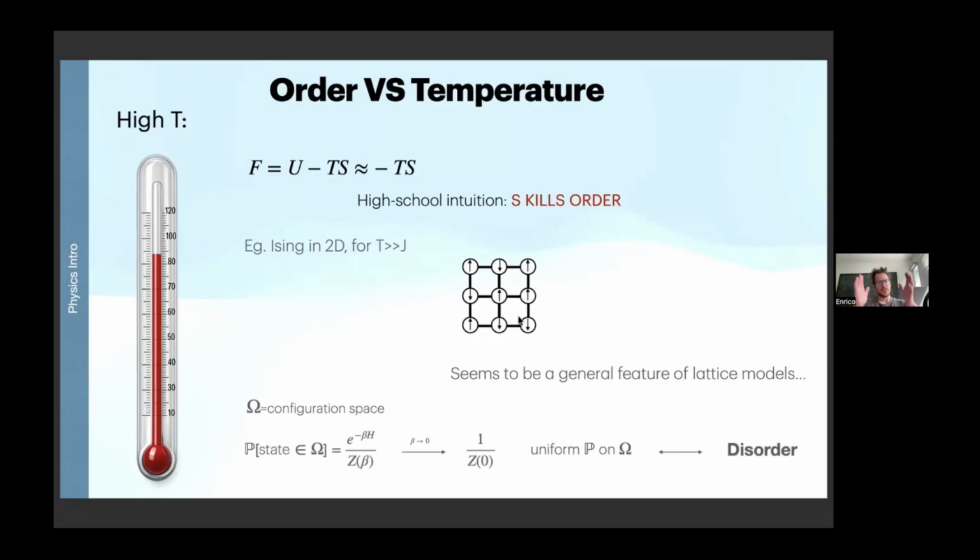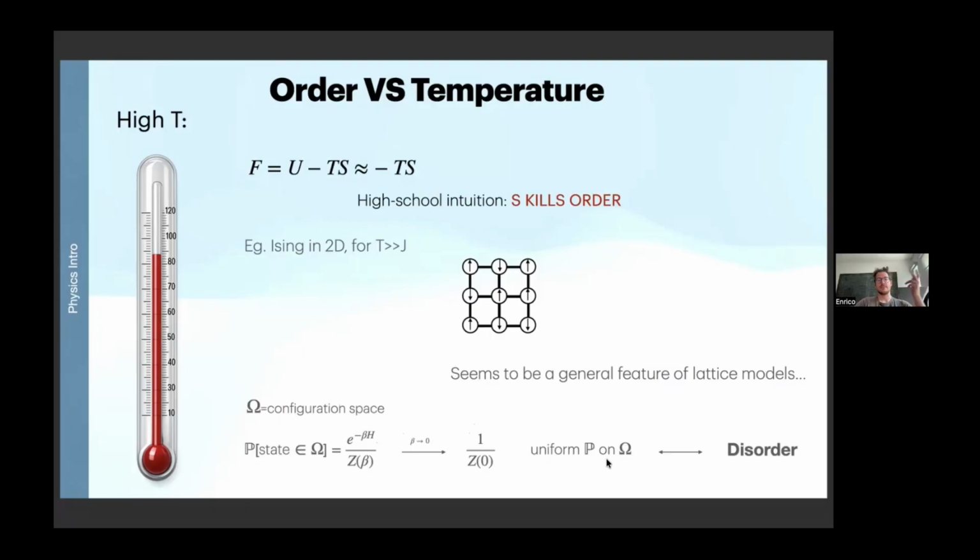Why? You can make the following statement quite rigorously. I'm going to just offer a one-line hand-wave argument, but let's call omega the configuration space, all the configurations of your lattice system. Then the probability of seeing the system in a particular configuration is given by the Gibbs measure, as we all know. And when beta goes to zero, roughly speaking, you land on a uniform distribution on omega, on all the possible configurations.